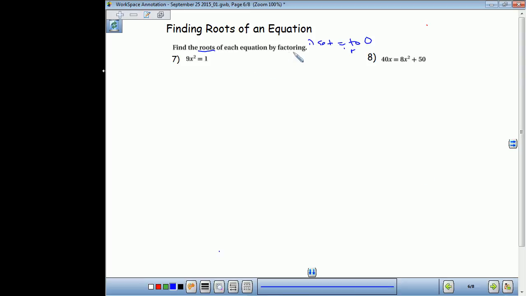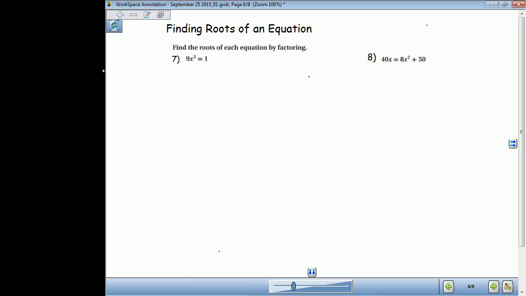Alright. Now this one says to find the roots. Okay, I've been talking zeros. We've been talking zeros. But we were also looking at functions. Now we're looking at an equation. And they've switched the name on us from zeros to roots. So when we talk about the roots of an equation, we're talking about the solutions when we solve that equation.